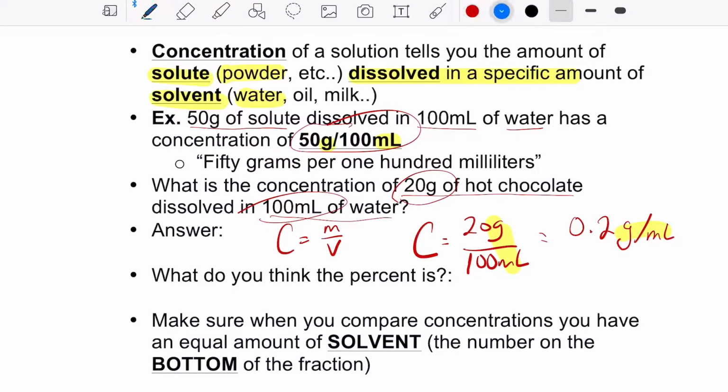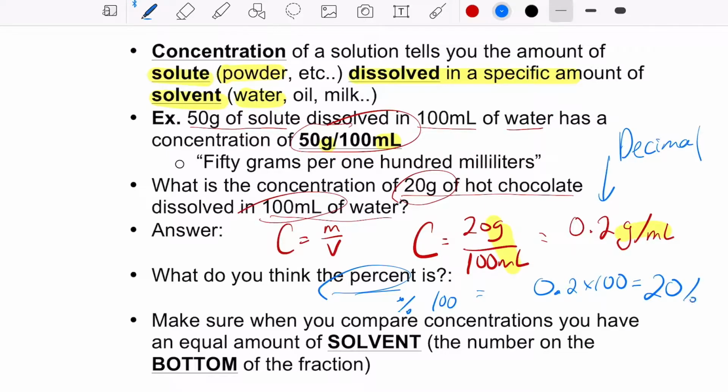Now we have a grade 8 math question. What is the percent of this? Just remember, if you got a decimal here and you're going to turn it into a percent, that's a percent and it's out of 100, right? All you've got to do is multiply that 0.2 by 100 to get the percent. And you actually get a concentration of 20%.